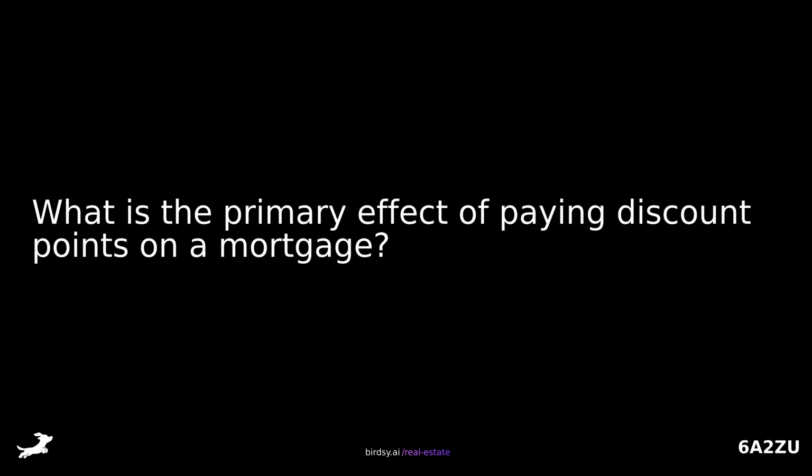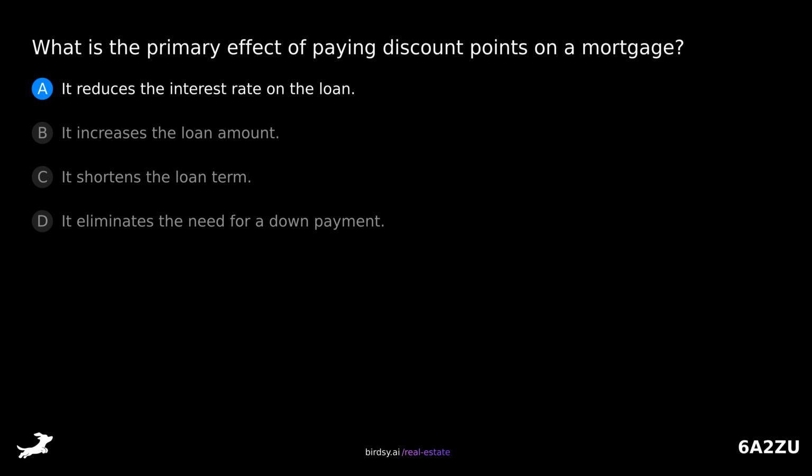What is the primary effect of paying discount points on a mortgage? Is it A, it reduces the interest rate on the loan? B, it increases the loan amount? C, it shortens the loan term? Or D, it eliminates the need for a down payment? The correct answer is A. It reduces the interest rate on the loan.